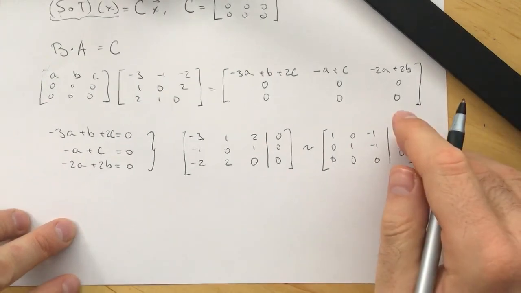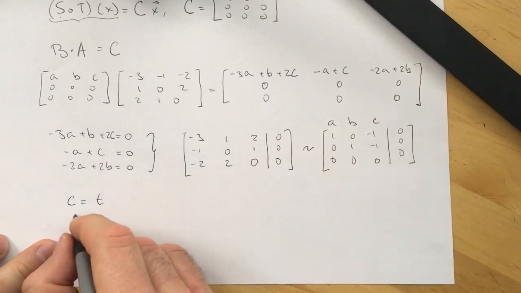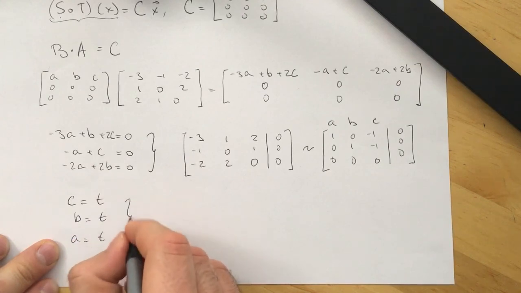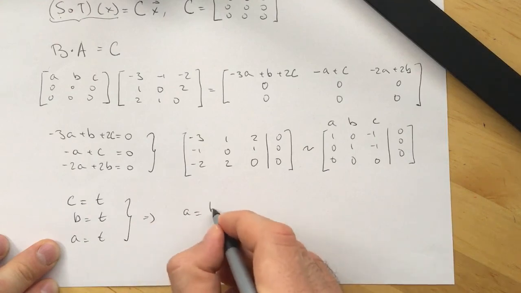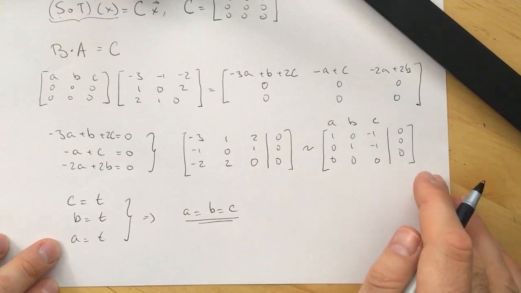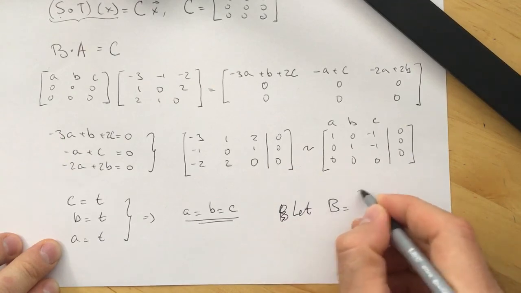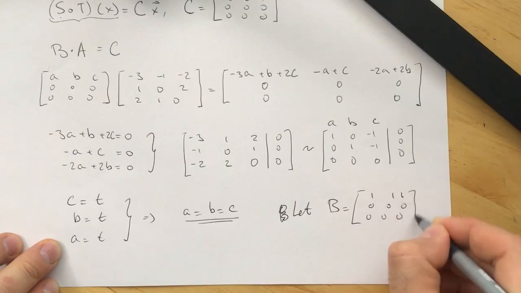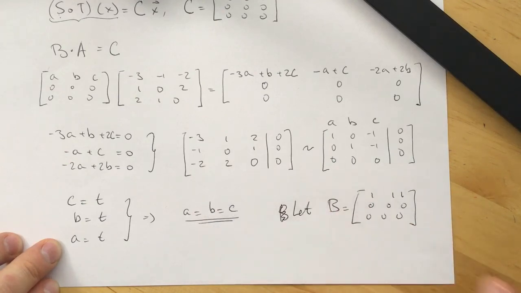Okay. So from here, c is a free variable, say c is t, b is equal to t, a is equal to t. So basically a has to be equal to b, has to be equal to c. If you want to give any matrix that satisfies this, let B be equal to [1, 1, 1; 0, 0, 0; 0, 0, 0], or any value for a, which has to be the same value for b and has to be the same value for c.